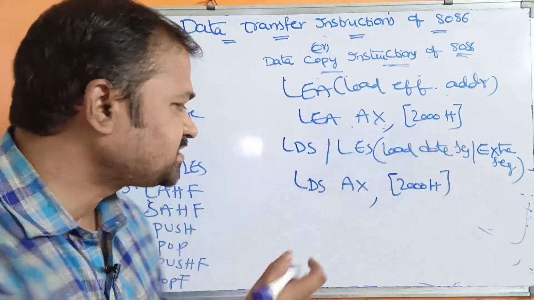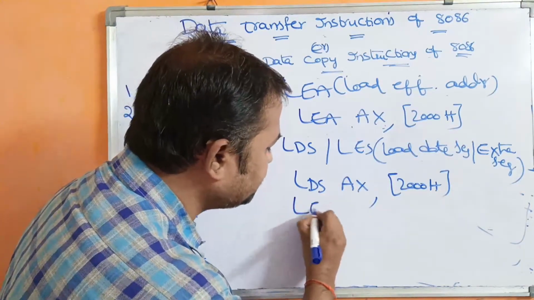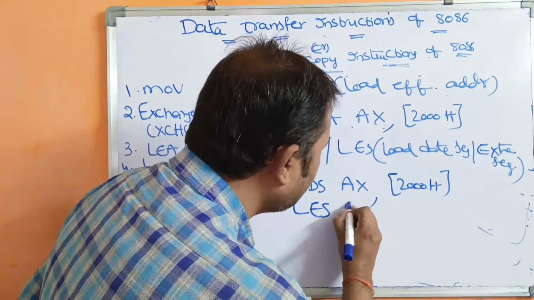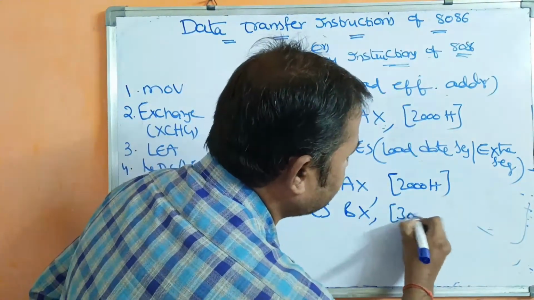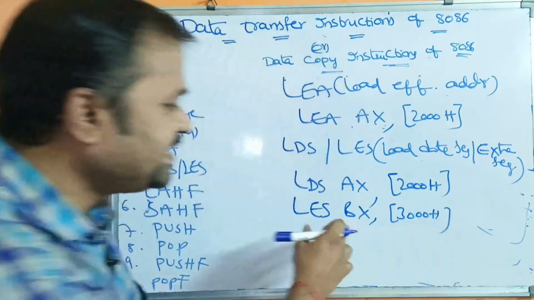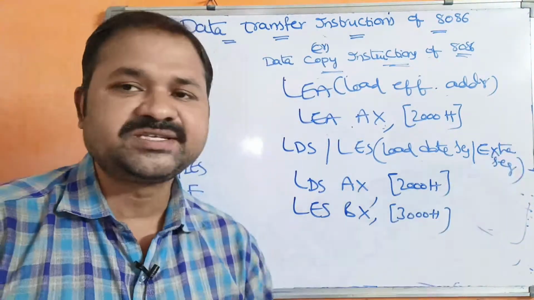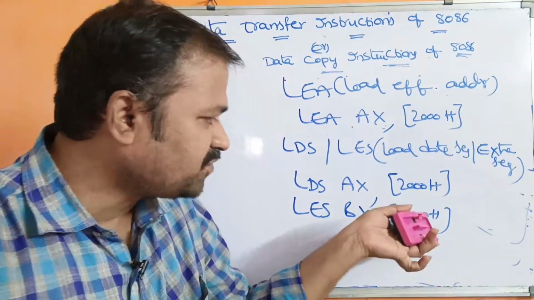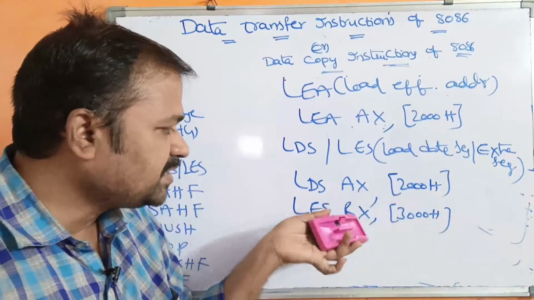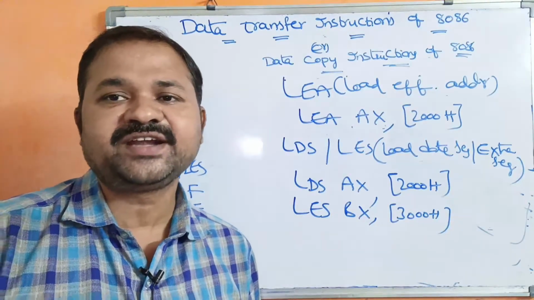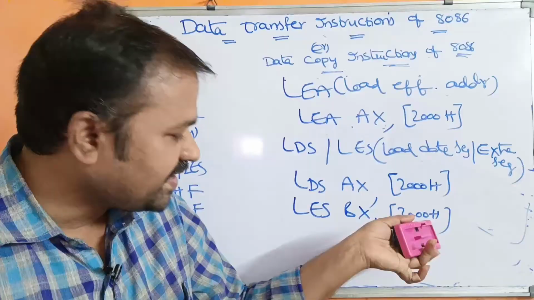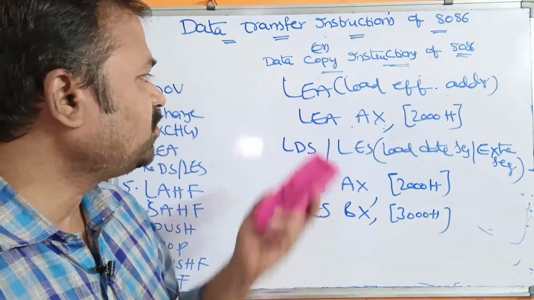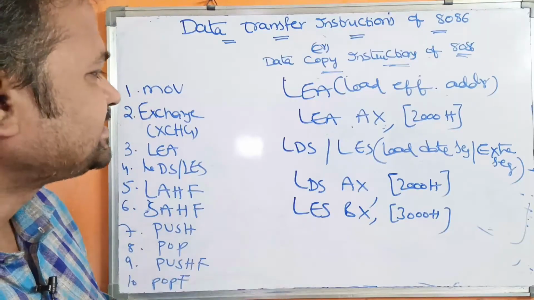Just like the LDS, we can also use LES. So load extra segment with the content of the memory location. Let it be BX comma 3000H. Here BX is the general purpose register which is used in the extra segment. So now what will happen? The content of 3000H will be loaded into BX. Let 3000H contain 5, 6, 7, 8. So now 5, 6, 7, 8 will be loaded into BX. So this is about LEA, LDS, LES.